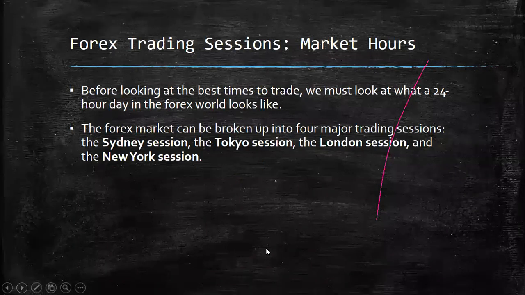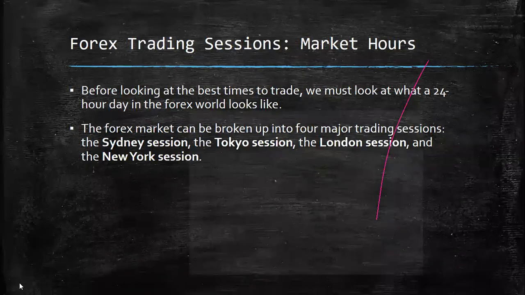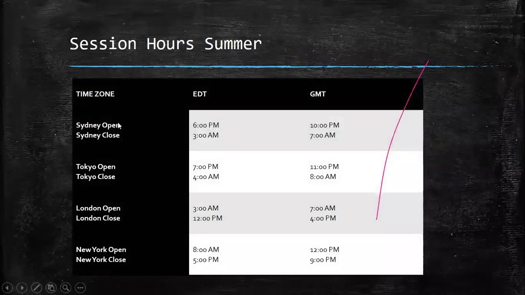We typically trade the London and the New York session, which is, I'll give you the time share in a second. Again, so Sydney opens at 6 p.m., closes at 3 a.m. Tokyo opens at 7 p.m., closes at 4 a.m. London opens at 3 a.m., closes at 12 p.m. New York opens at 8, closes at 5. Now notice some of these overlap. Now when they overlap, those are some of the best times to trade.